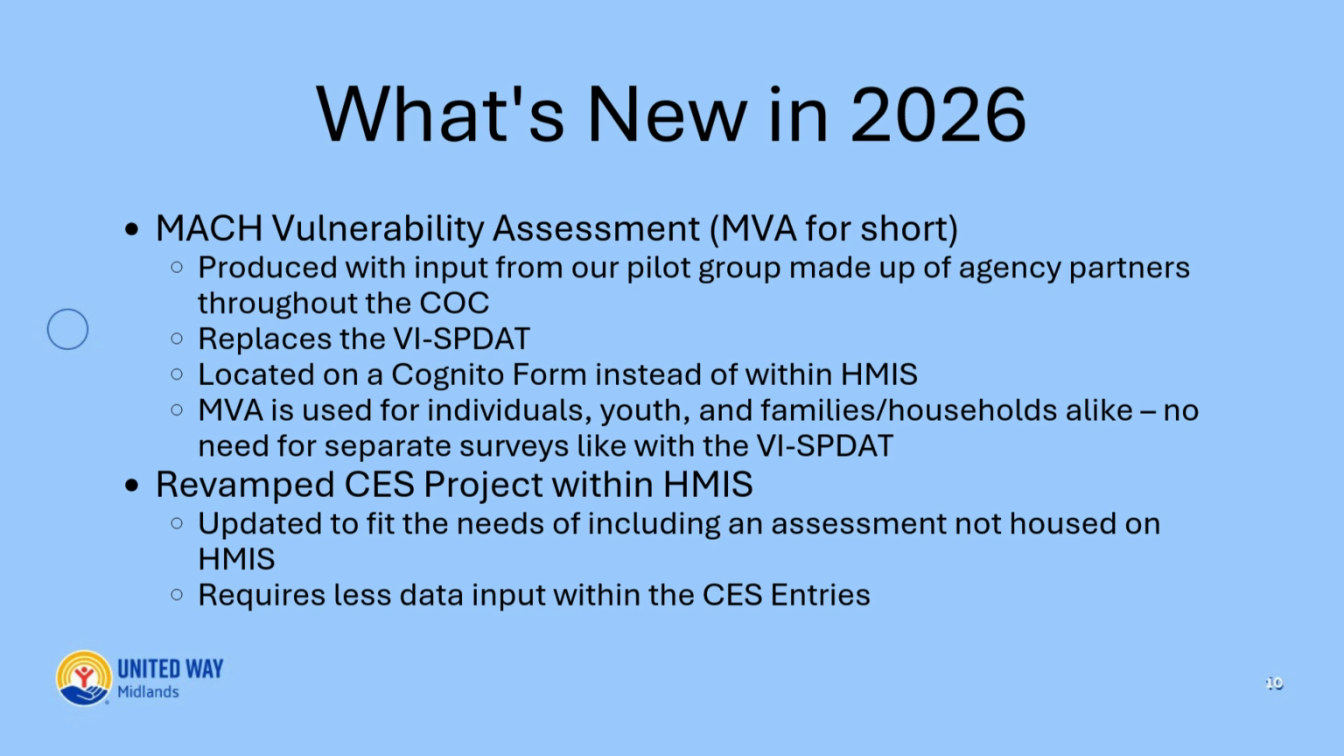Another thing that's different right off the bat is, if you know the VI SPDAT, there are 3 different versions. There's a youth version, a family version, and an adult individual version. What we've done with the MVA is all of those are now included on the same form. And what pops up just depends on the answers to the questions. So again, one less thing to worry about. You don't have to worry about using the wrong assessment. This is all taken care of now.